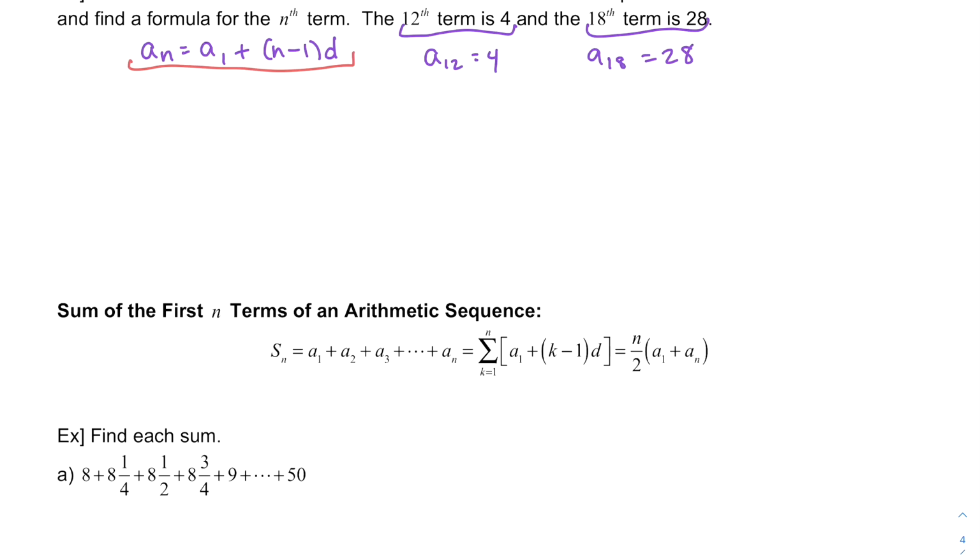So let's go ahead and do that. So I'm going to use the fact that a sub 12 is 4 and I'm going to replace a sub n with a sub 12 and replace n with 12. So this will be 11d because I'm doing n minus 1, and here n is 12. Same for this one, a sub 18 is 28. So n is 18, so this is 17d.